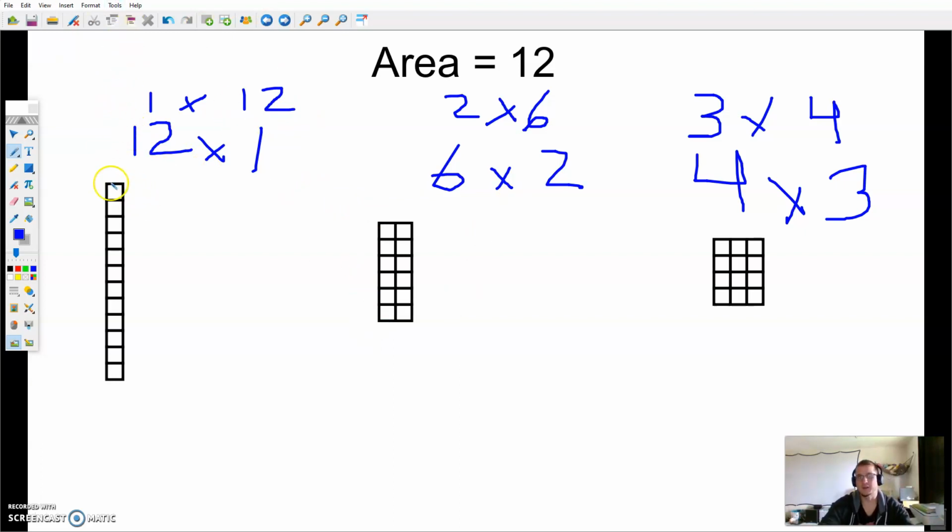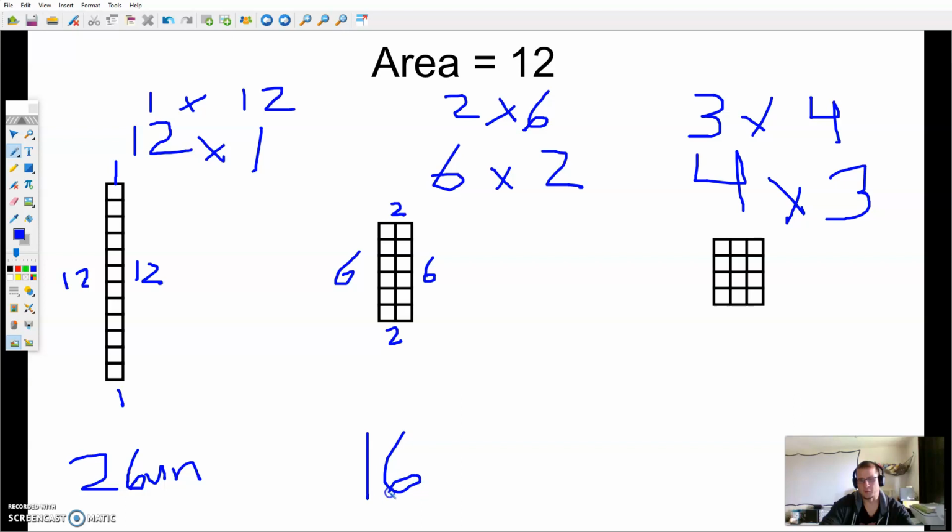Because if you think about it, this one is 1 by 12 by 1 by 12. 12 and 1 is 13. 13 and 13. So this one has a perimeter of 26 units. This one is 2 and 2 by 6 and 6. 6 and 6 is 12. 2 and 2 is 4. So this one only has a perimeter of 16 units.